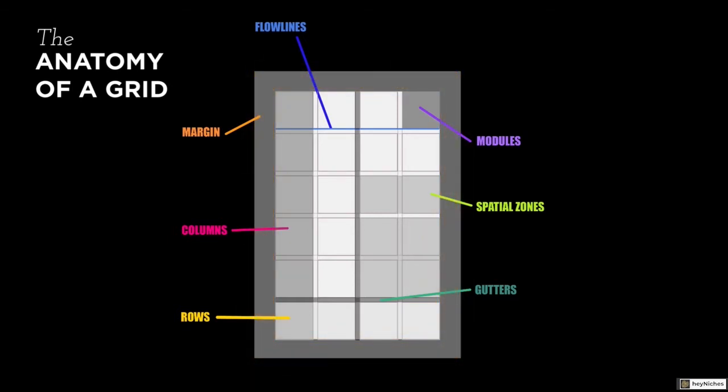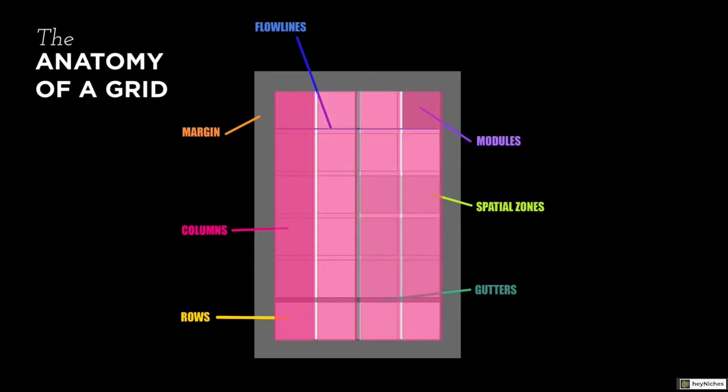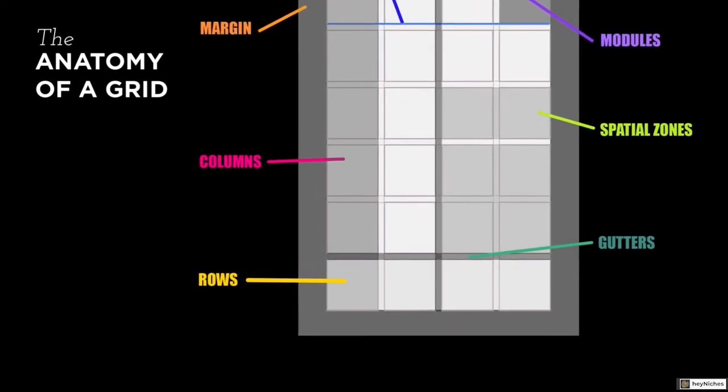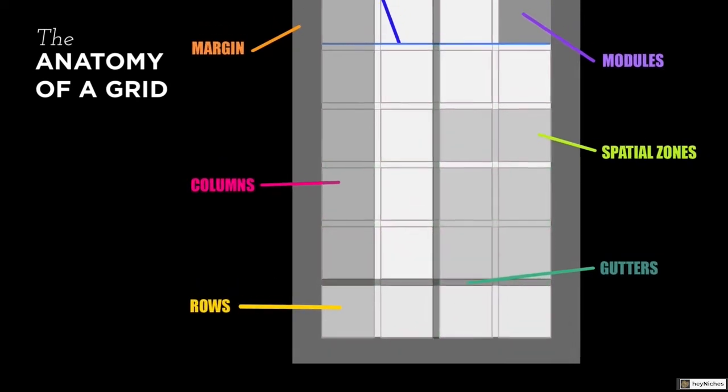Columns run vertically, downward from the top of the margin to the bottom. These are very helpful in magazine and editorial layouts to find placements for paragraphs, headlines, and text. Rows contain the areas that run horizontally across the page. Gutters are areas between the columns and rows. It is nice to keep these the same width throughout to maintain consistency in your design.